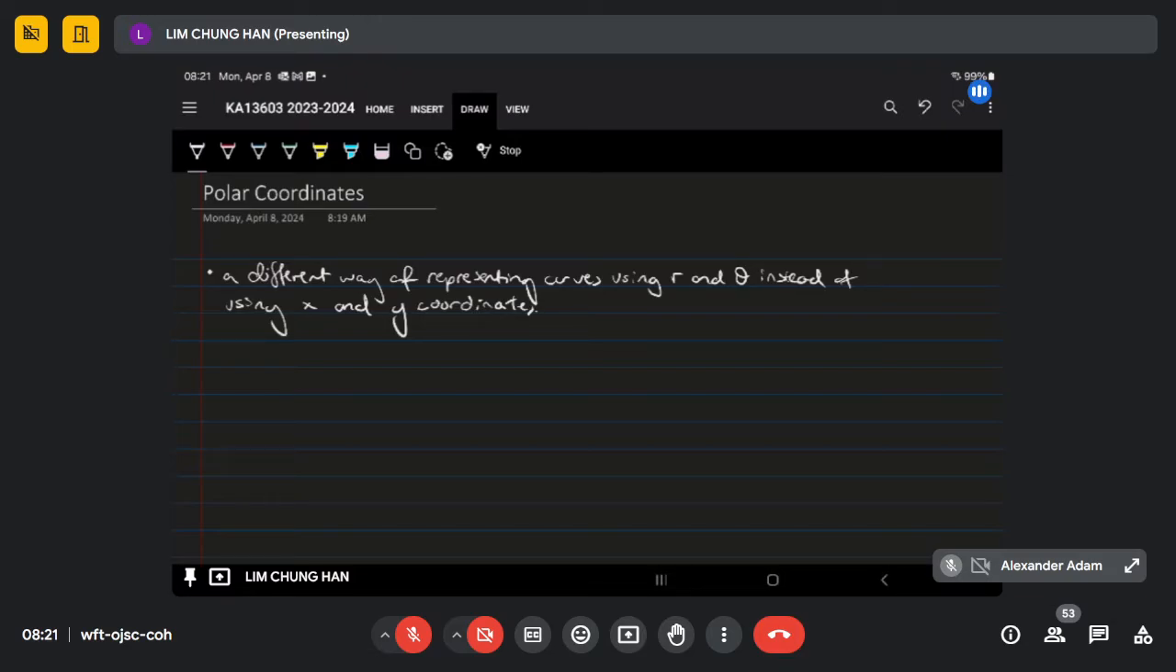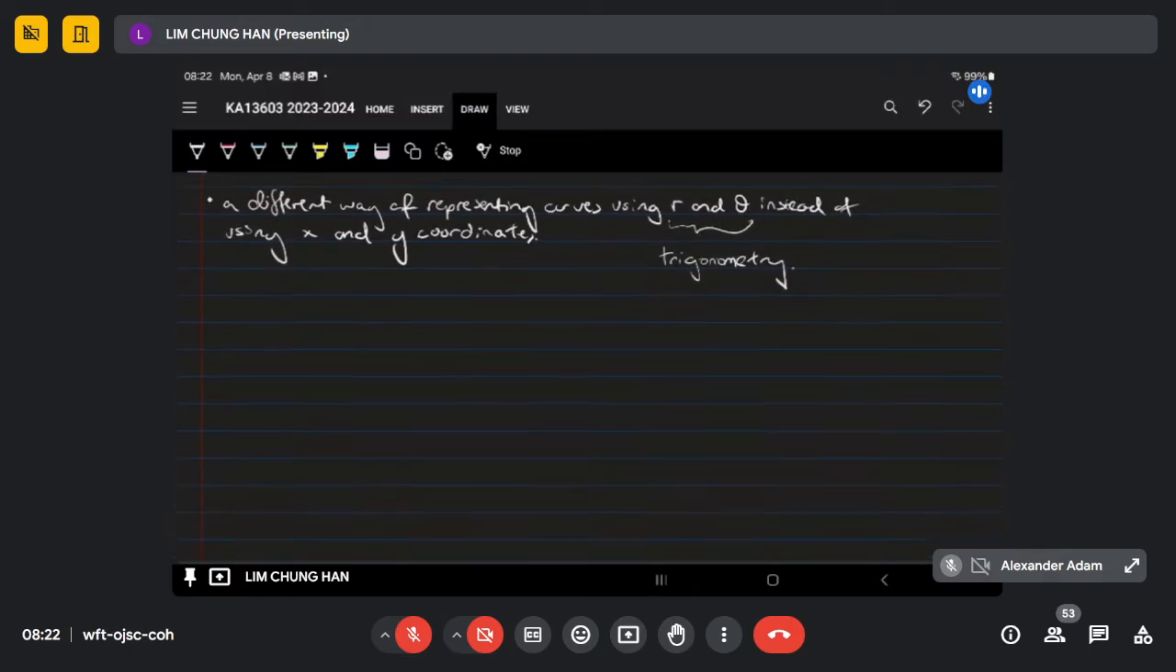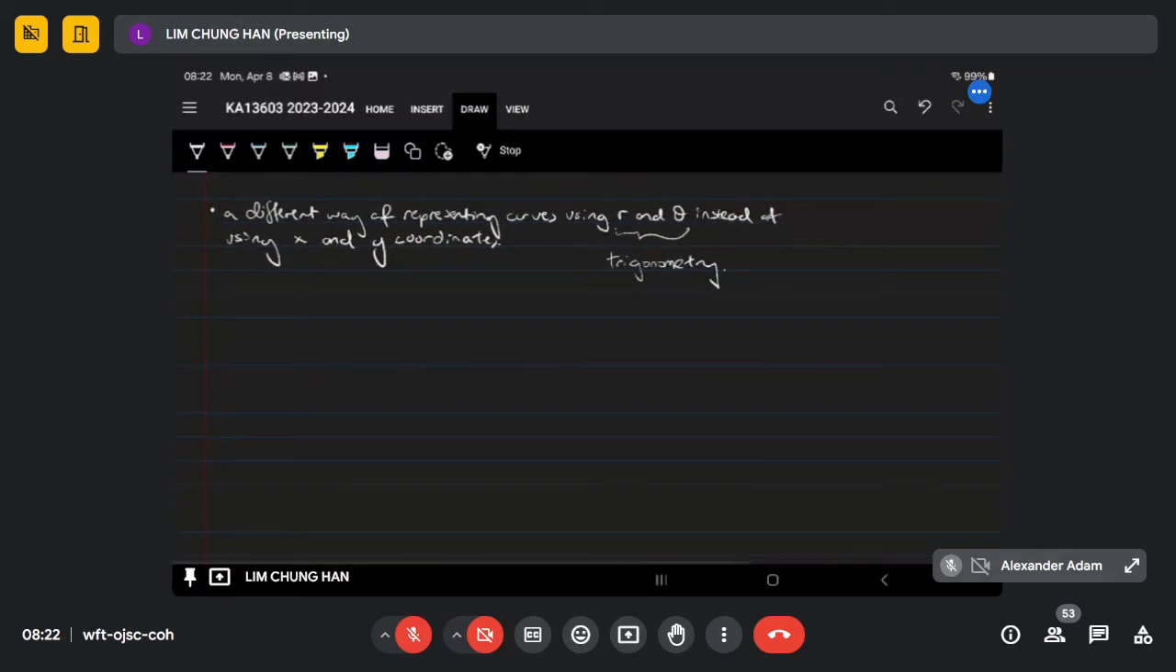So basically, r and theta means we are using trigonometry to show curves or to show coordinates rather than using x and y. Okay, so an example is like so.